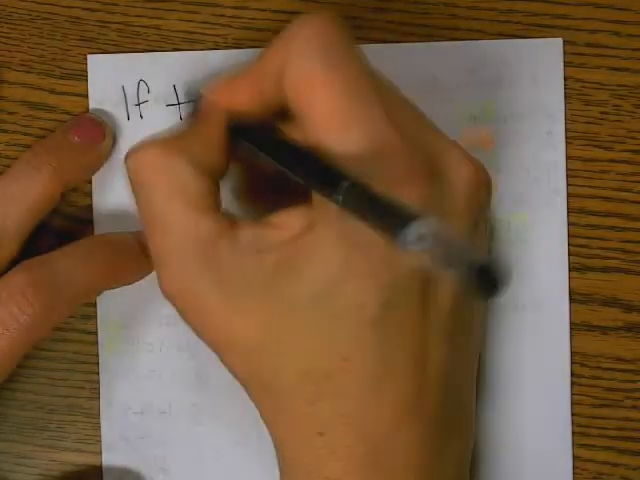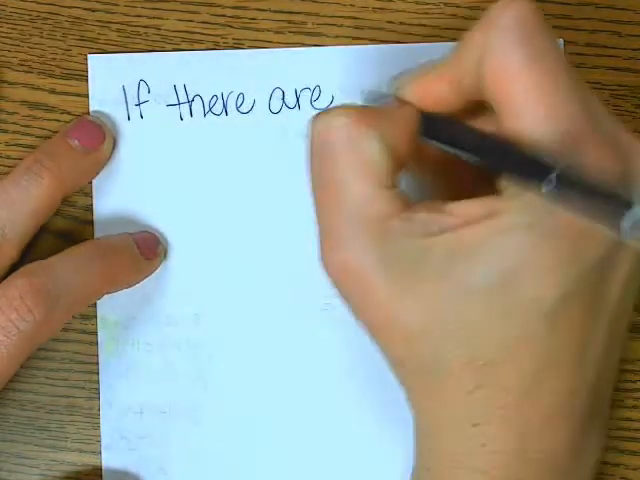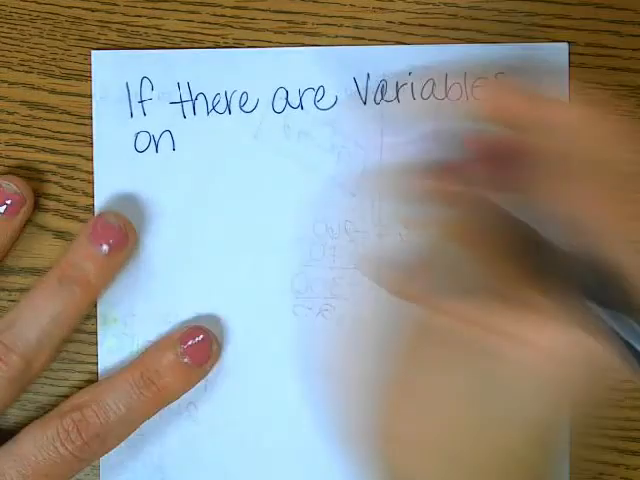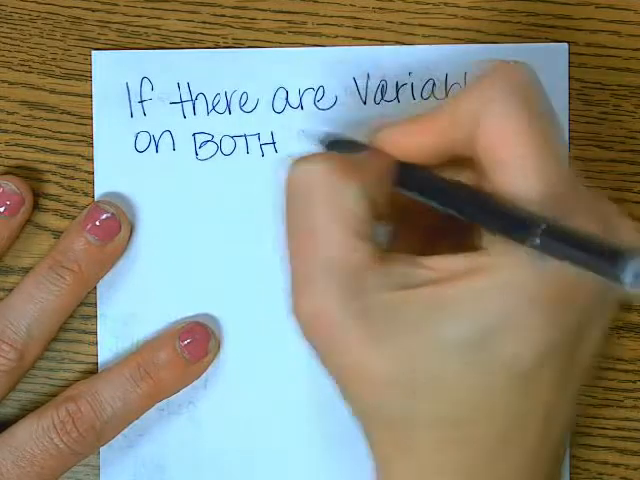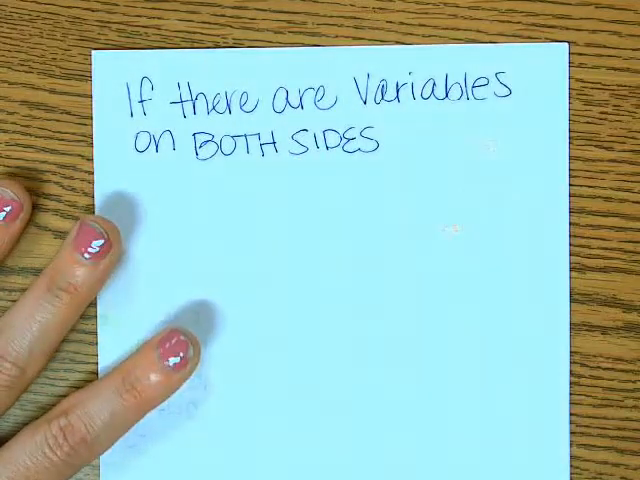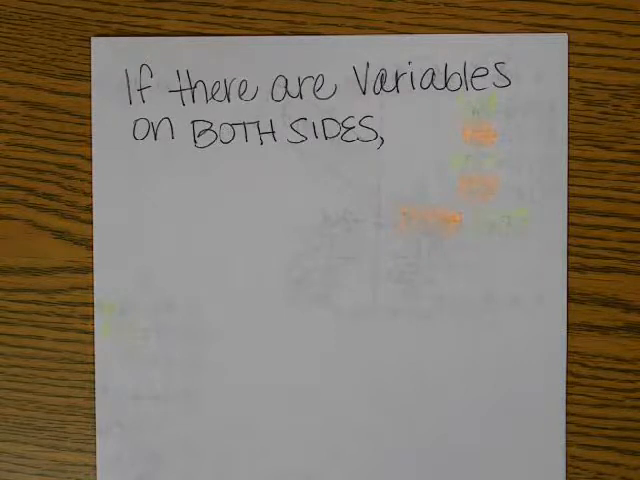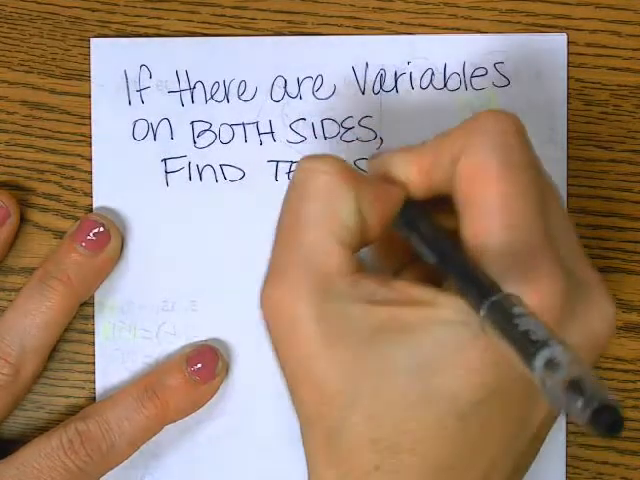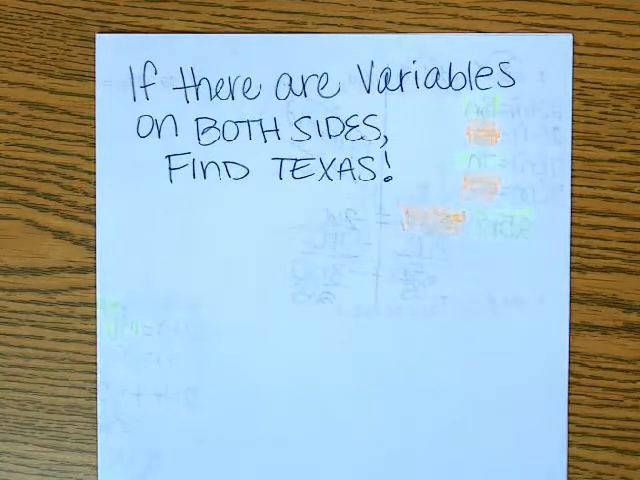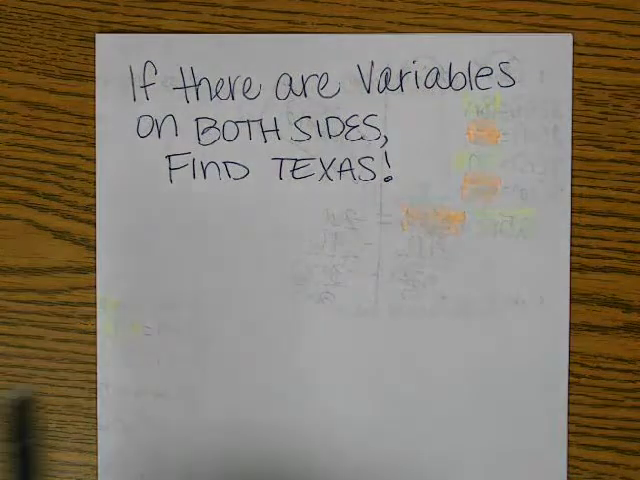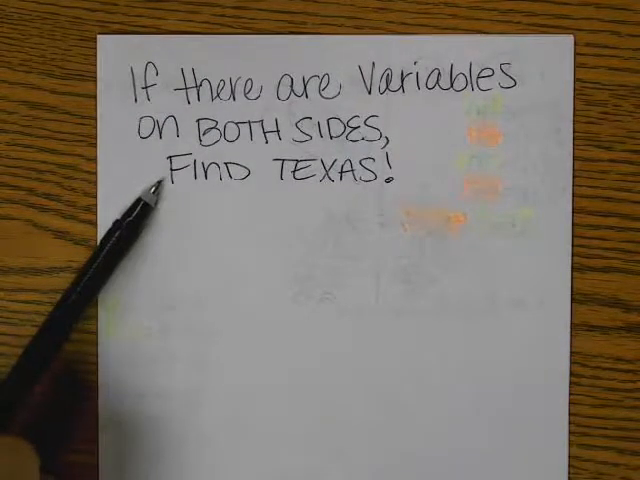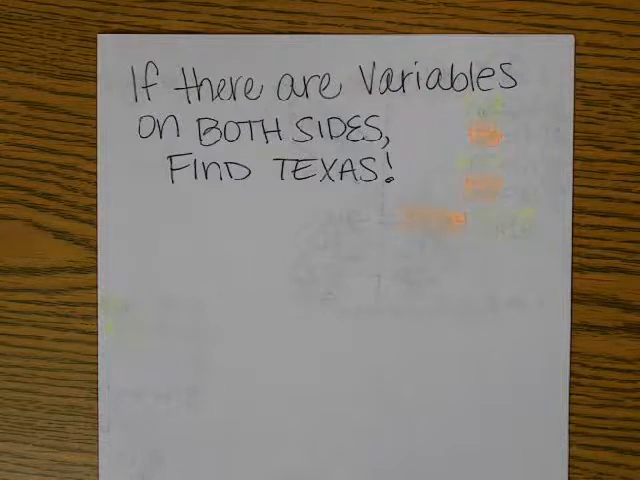and we're going to write something on the outside. If there are variables on both sides, find Texas. Alright. If there are variables on both sides, you're going to find Texas. So go ahead and write that down.